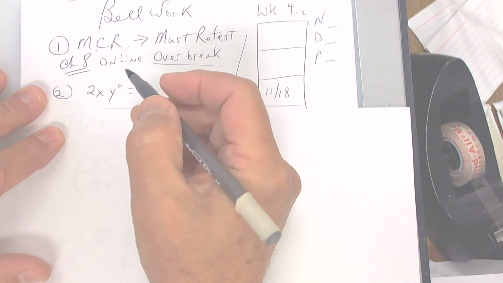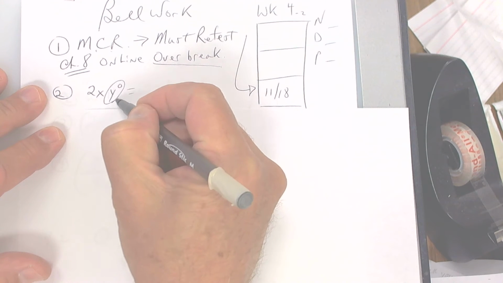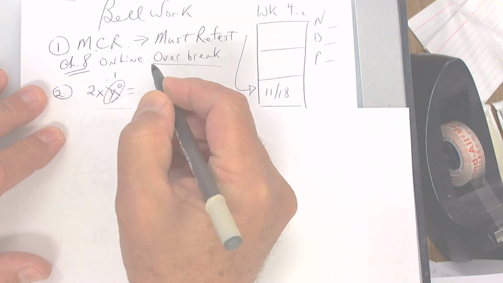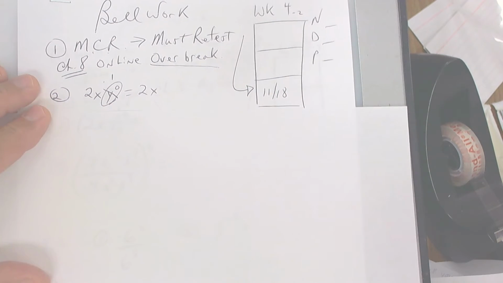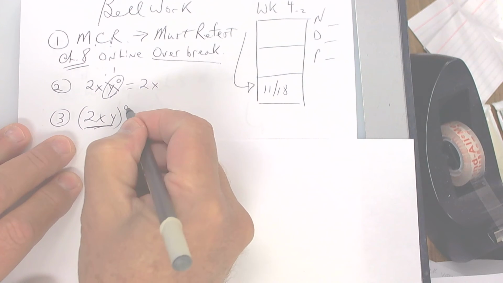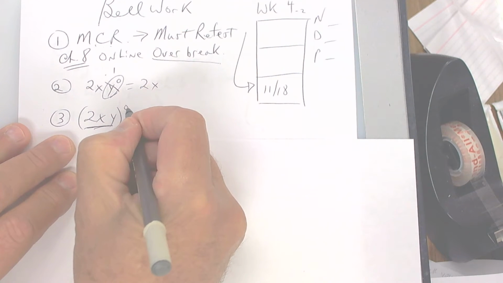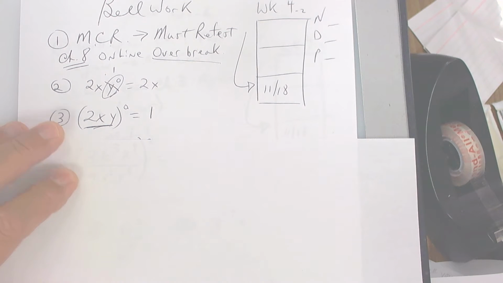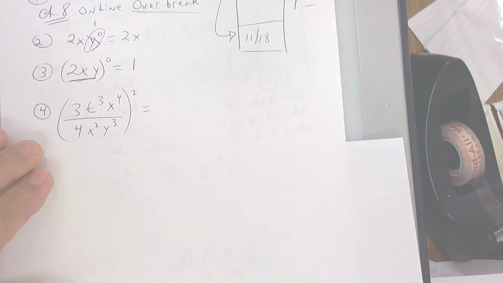All right, look up here. This right here, only the y is to the 0 power, so that changes to 1. So 2x times 1 is 2x. On this one, all of this is to the 0 power, so anything to the 0 power is 1. All right, let's go on.